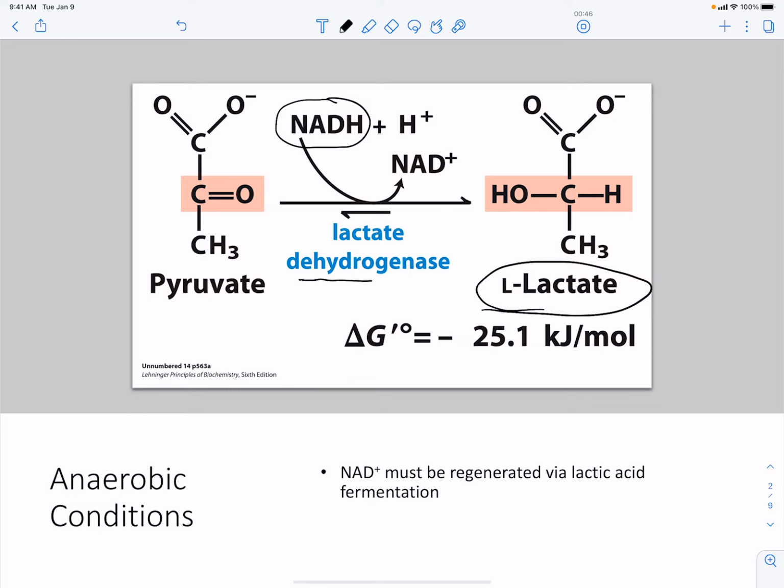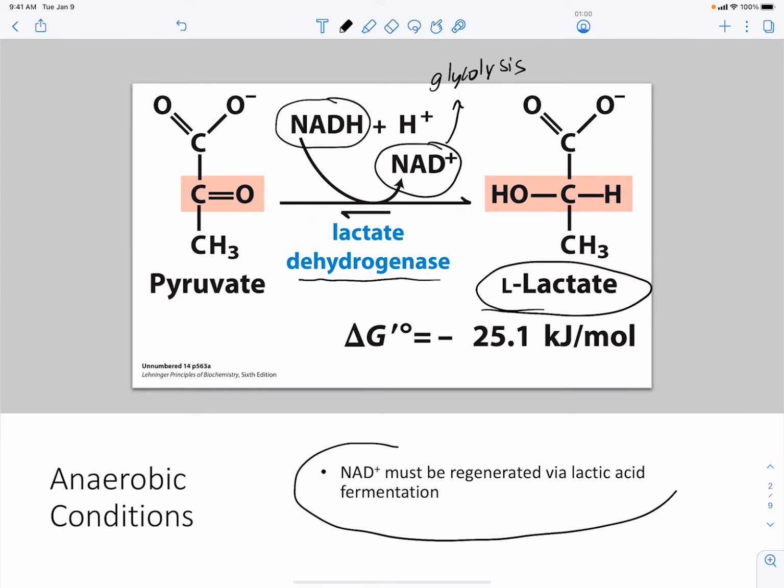and this is through lactate dehydrogenase. And it's important because you're regenerating NAD, so this can go back to glycolysis. Otherwise, you get everything trapped as NADH. So NAD must be regenerated via lactic acid fermentation.